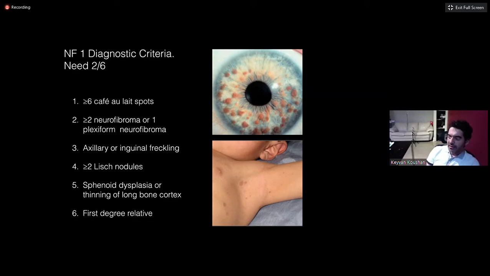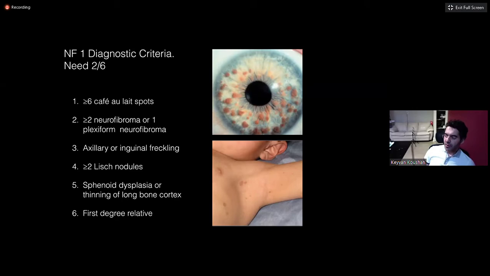You have axillary or inguinal freckling, and this person has freckling in the axillary region. More than 2 Lisch nodules, sphenoid hyperplasia or thinning of the long bone cortex, and a first-degree relative. So this is easy to achieve. First-degree relative, you just have to have someone with that in your immediate family. And then if you have that and you have 2 Lisch nodules in the eye, that's it, you have the diagnosis. I would try to memorize this list. 2 out of 6 gives you the diagnosis of neurofibromatosis.